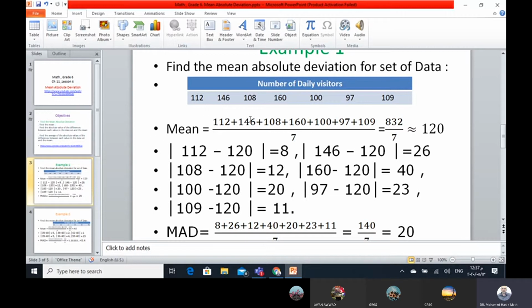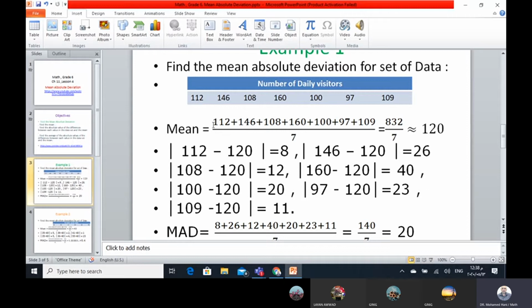The second step, find the difference between each value inside the data and the mean, through the absolute value to keep the distance. How? Draw the absolute value. I want to remind you of the absolute value, the two parallel columns like this. The absolute value keeps the positive number as a positive number and changes the negative number to a positive number, and we use the absolute value to keep the distance.